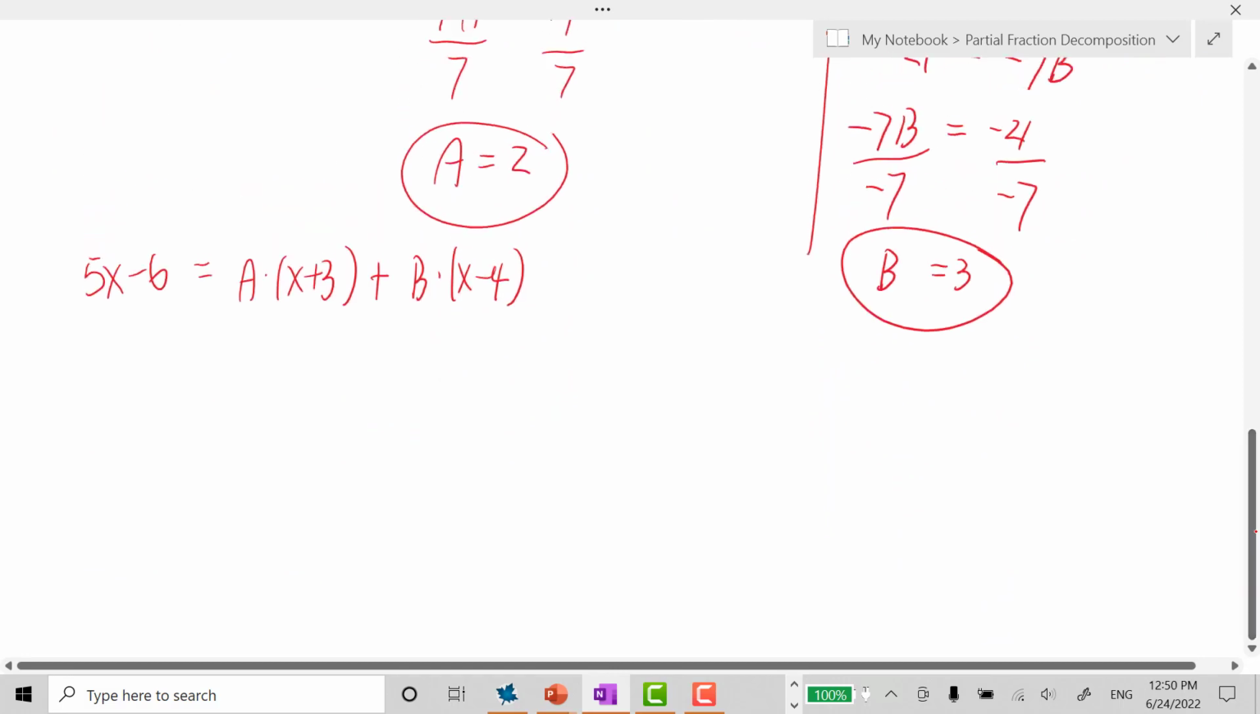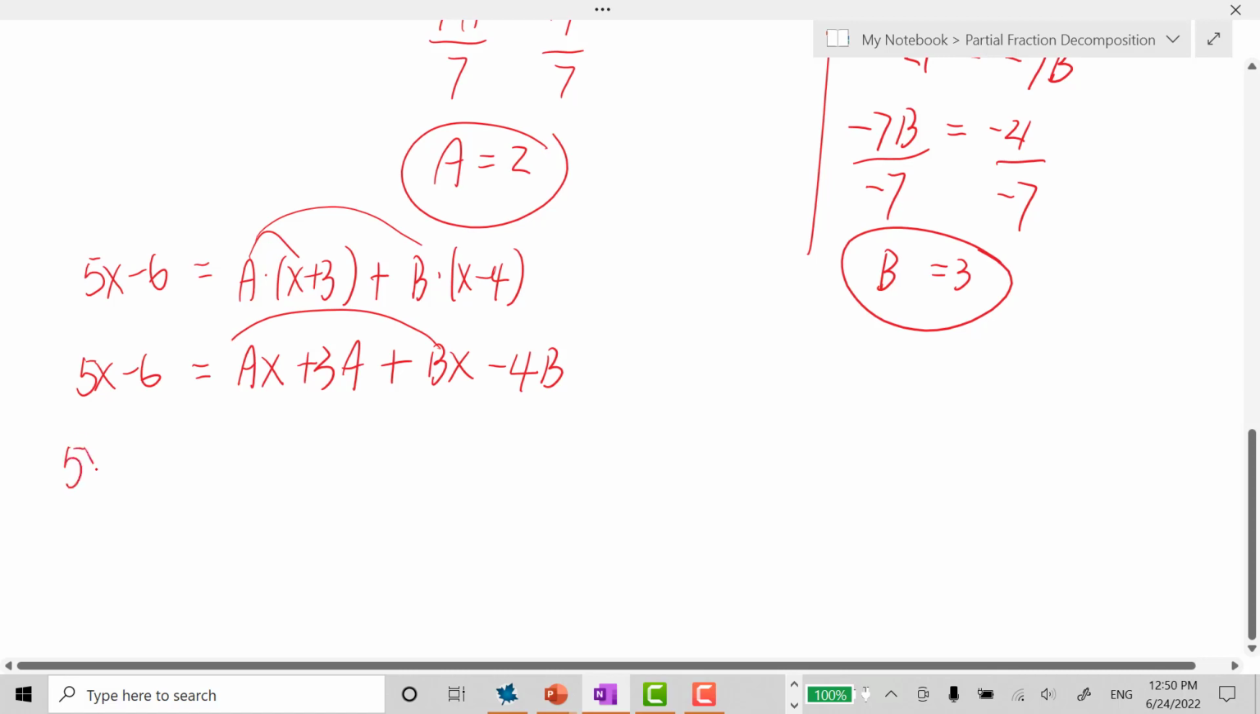So here, on the left-hand side, we have two terms, a linear term and a constant. Copy that. On the right-hand side, we have linear terms. So let's distribute this: ax plus 3a plus bx minus 4b. And ax plus bx, that's a linear term. Combine them together, so we get (a plus b) times x. And the other two terms, 3a and minus 4b, those are the constants.